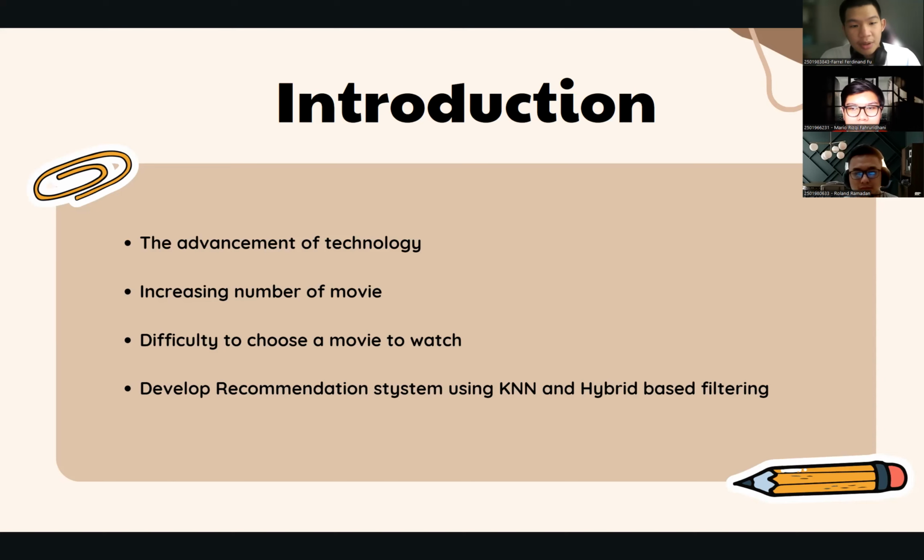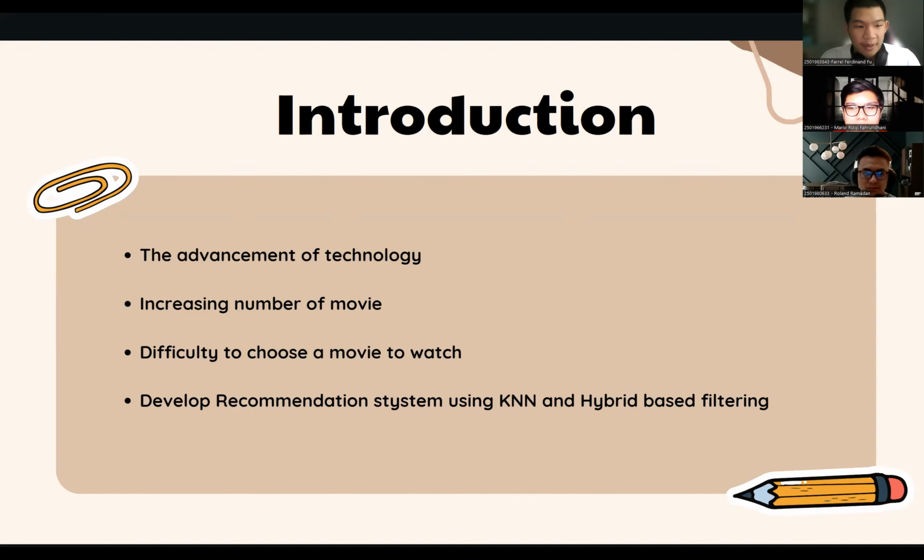available. So that's the aim of our paper. The aim of our paper is to develop an effective film recommendation system using K-nearest neighbor and hybrid-based filtering algorithm. Through this paper, an effective and accurate recommendation system will be developed, and an in-depth study regarding K-nearest neighbor and hybrid-based filtering will be conducted.